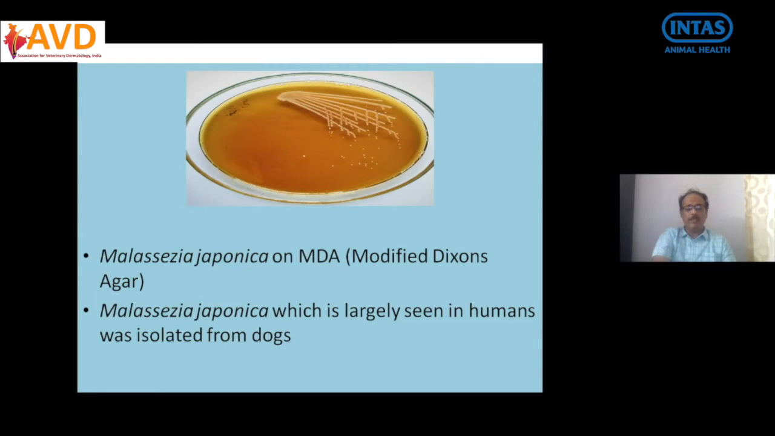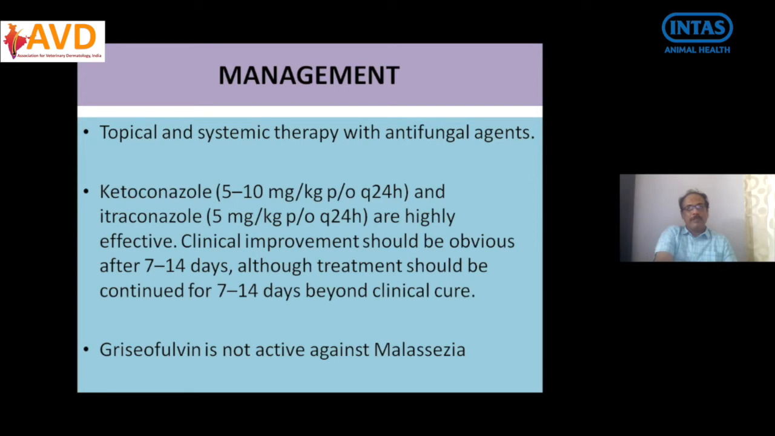And in my PG students' case, apart from Malassezia dermatitis, Malassezia japonica was also identified on modified Dixon's agar. That is a species usually seen in human beings, and it was isolated from dogs also. So it's a very rare finding. So various species of Malassezia are nowadays predominant and common. So the management is also very important.